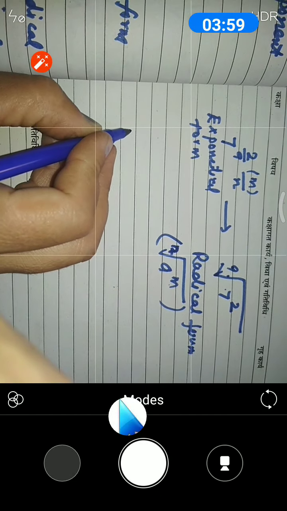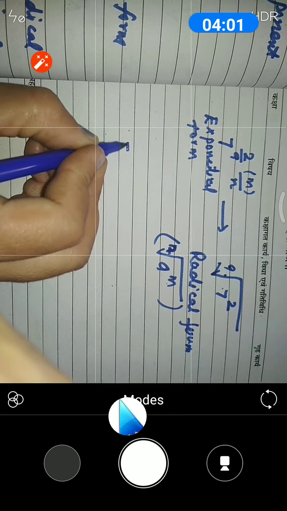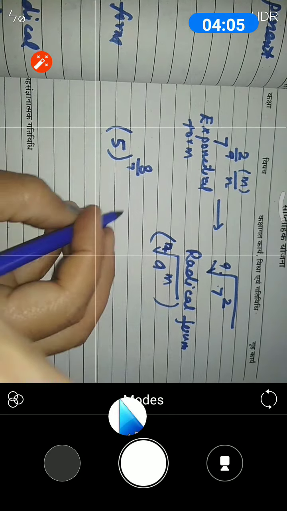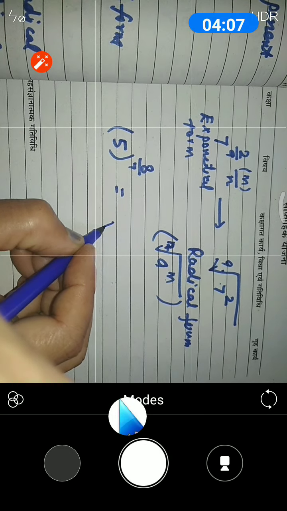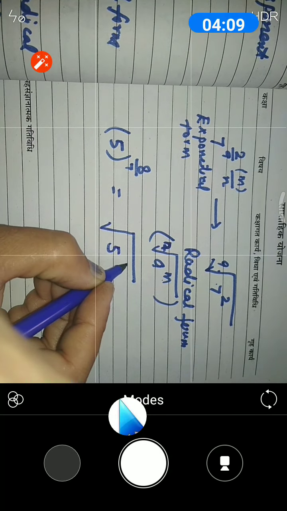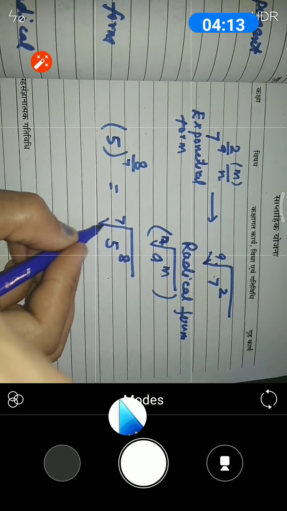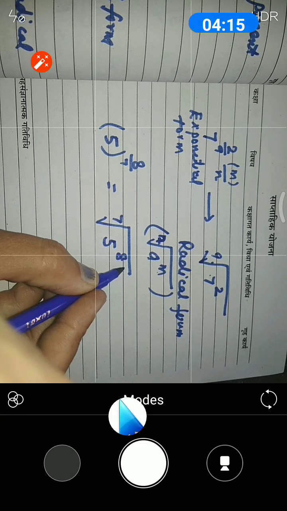Let me write another example. Exponential form 5 raised to the power 8 by 7. So how do we write it in a radical form? We write 5 raised to the power 8 and 7 outside. So how do we read this? The 7th root of 5 raised to the power 8.